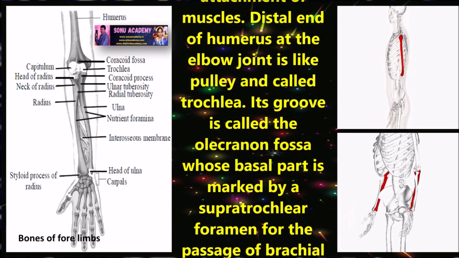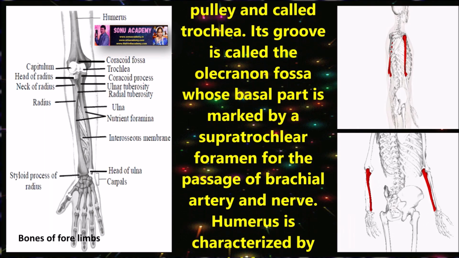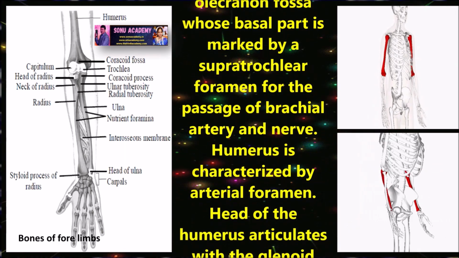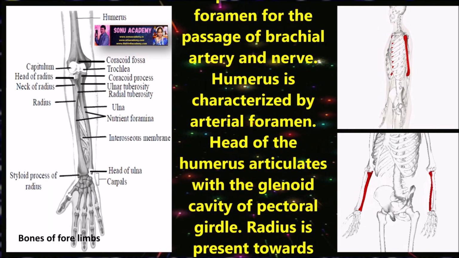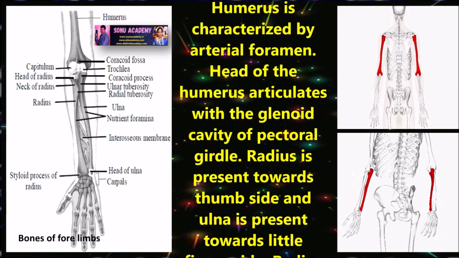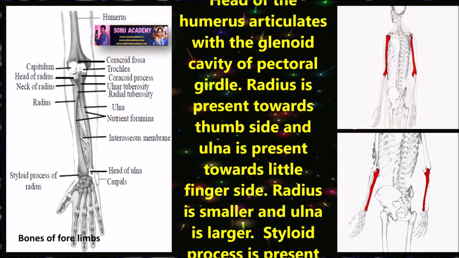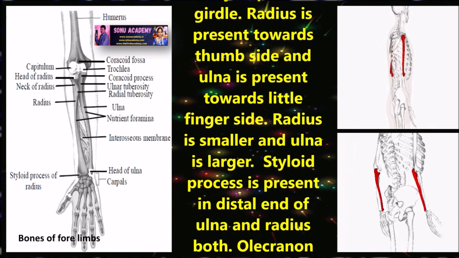The distal end of the humerus at the elbow joint is like a pulley and is called the trochlea. Its groove is called the olecranon fossa, whose basal part is marked by the supratrochlear foramen for the passage of the brachial artery and nerve. The head of the humerus articulates with the glenoid cavity of the pectoral girdle.